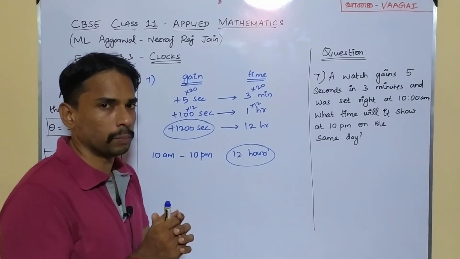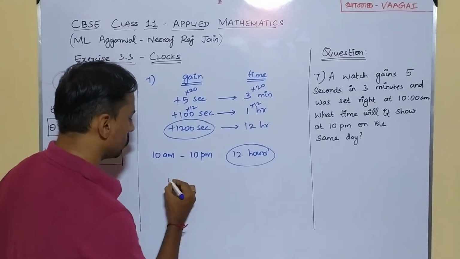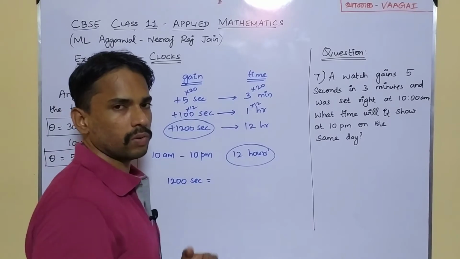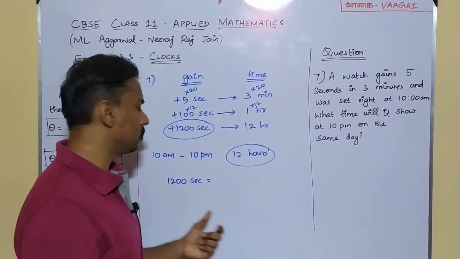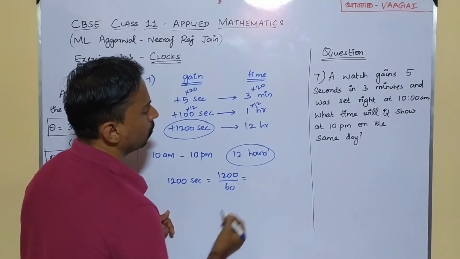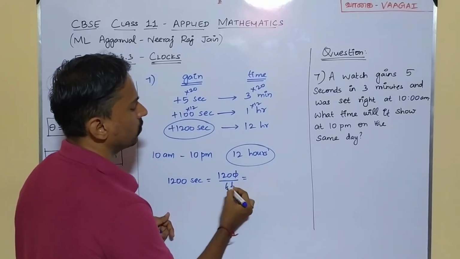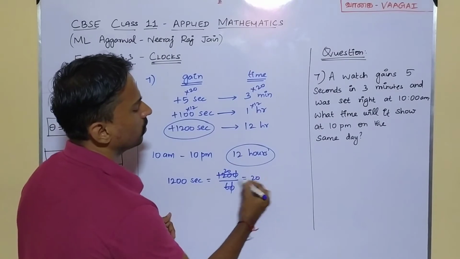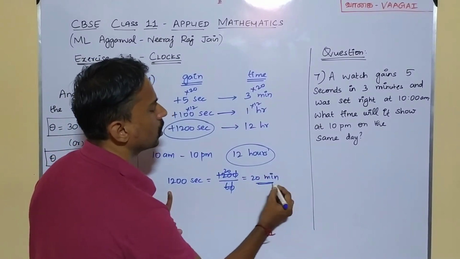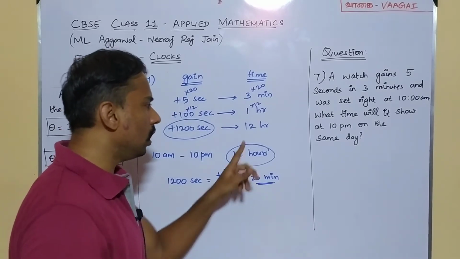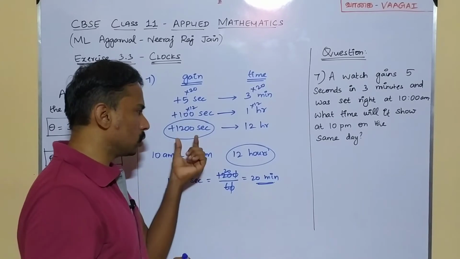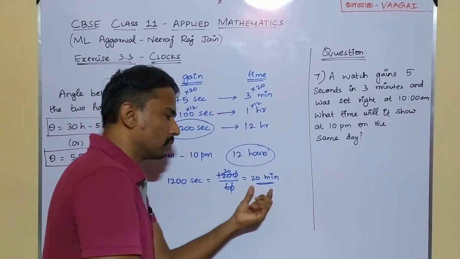That we have to compute, right? So 1200 seconds will be nothing but how many minutes it is. If I want to convert seconds to minutes, I can divide this by 60, right? When you divide it by 60, you will be getting 0 and 0. So this will be 20 times, right? So this will be 20. So that means 1200 seconds is nothing but 20 minutes. So in this 12 hours duration, the clock would have gained 20 minutes. This is 1200 seconds that I'm converting in terms of minutes.